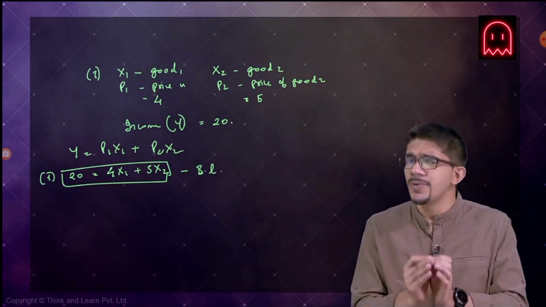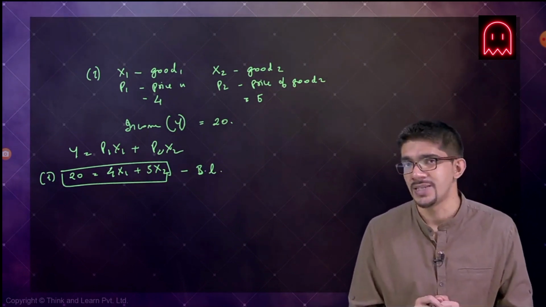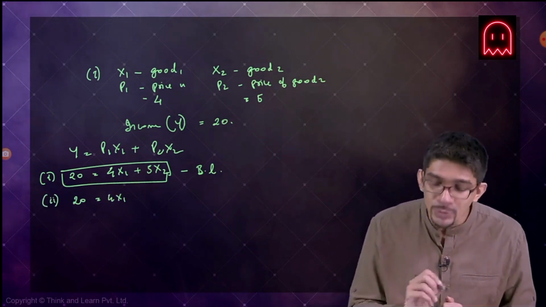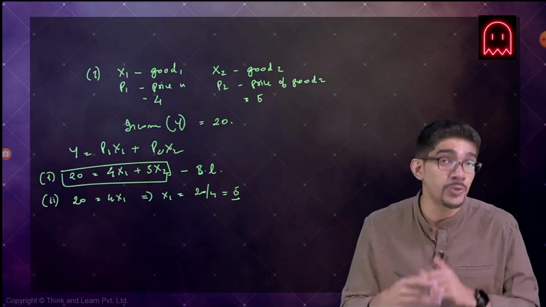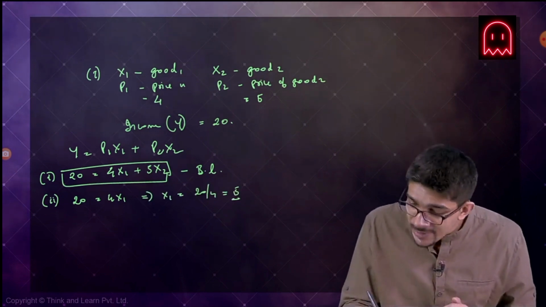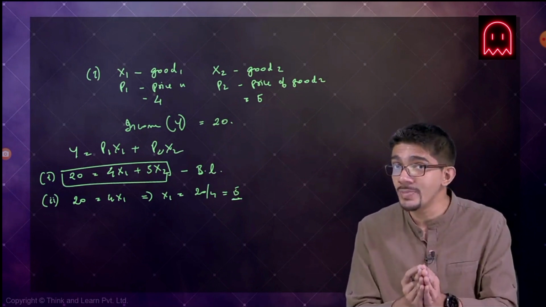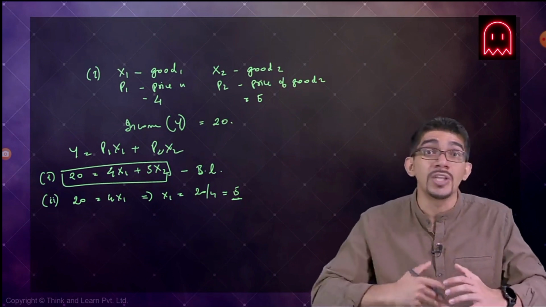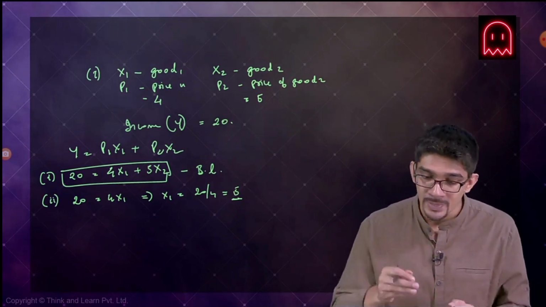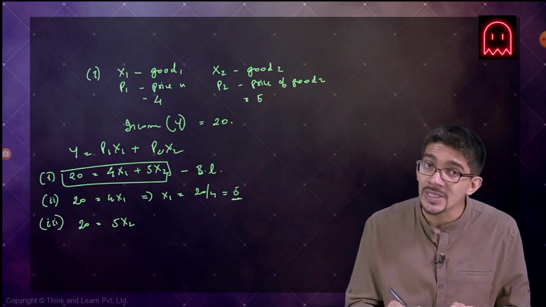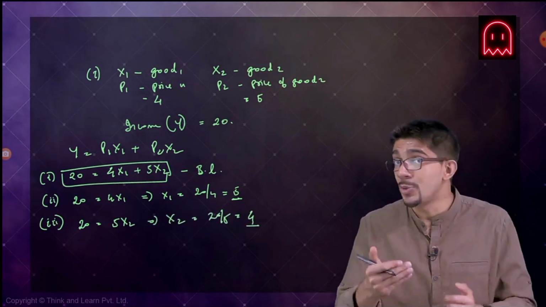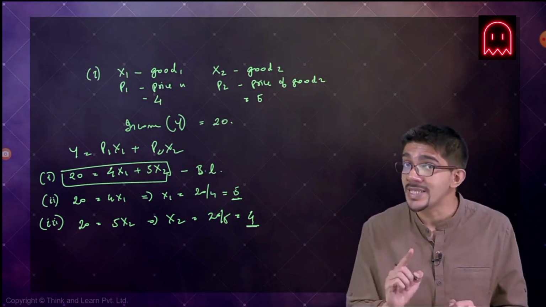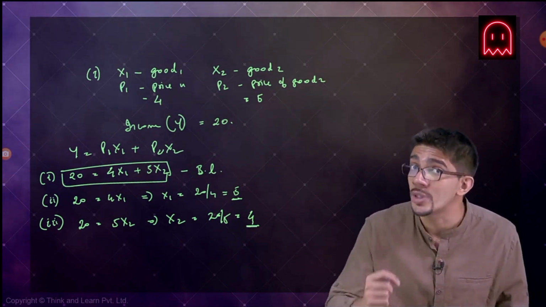Now, if only good 1 is being purchased, which means good 2 or x2 becomes 0, right? Then our equation becomes 20 equals 4x1, which means x1 equals 20 by 4, equals 5. So 5 is the final amount of goods that can be consumed or purchased if only good 1 is being consumed. Now what if only good 2 is being purchased with the entire income? X1 becomes 0, so 20 equals 5x2 now. So x2 is equal to 20 by 5, which is equal to 4. So 4 is the number of units of good 2 that can be purchased with the entire income if only good 2 is being purchased.